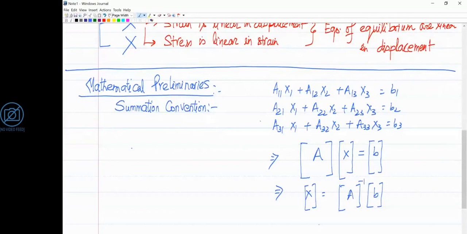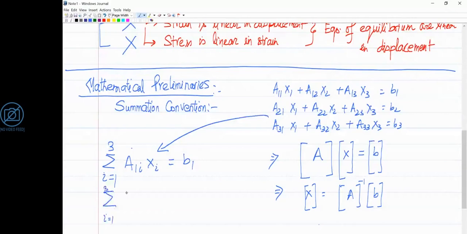Sometimes people also write it in a slightly different manner. So you see this itself. The first equation, for example, is summation over i equal to 1 to 3 of a1i xi, that's equal to b1, isn't it? The second equation is summation over i equal to 1 to 3 of a2i xi is equal to b2, right?